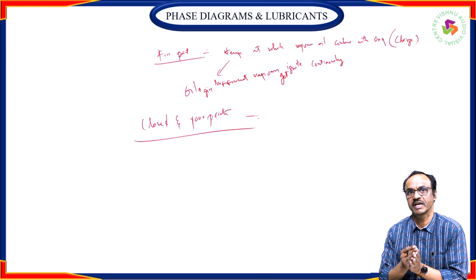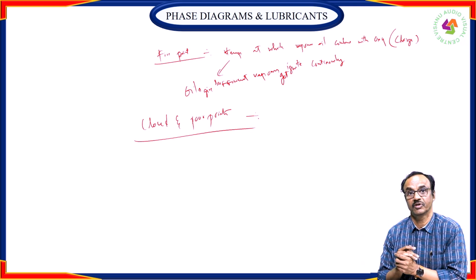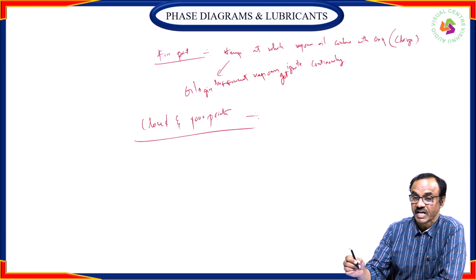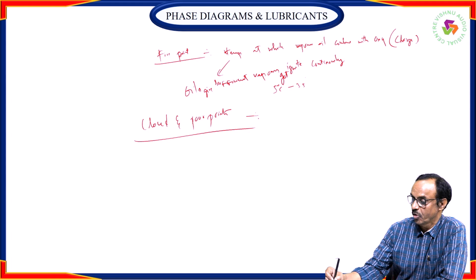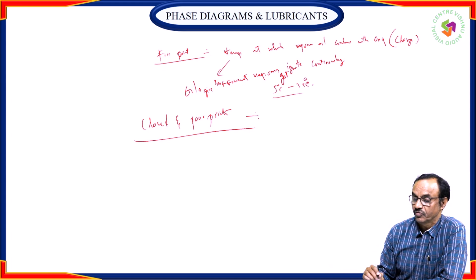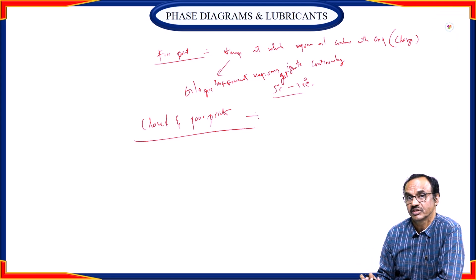So suppose kerosene oil is there, its flash point is about 38 to 40 degrees centigrade. Fire point is about 48 degrees centigrade. So the difference between flash and fire point is approximately between 5 degrees centigrade to 35 degrees centigrade. So the fire point is much greater than the flash point. So when it reaches the flash point, we can take precautions to avoid fire hazards or others.